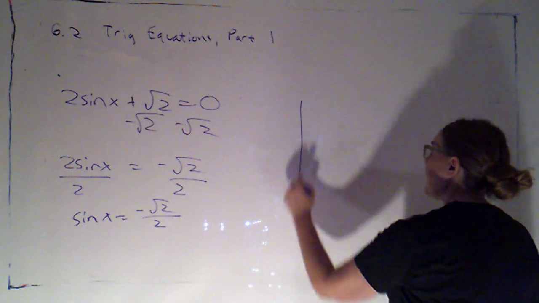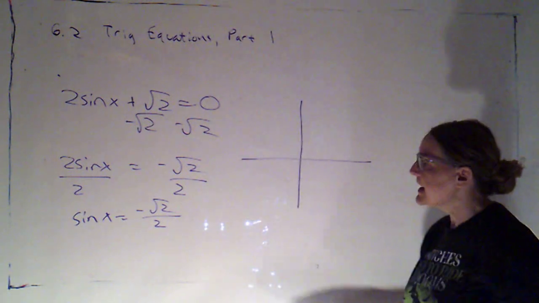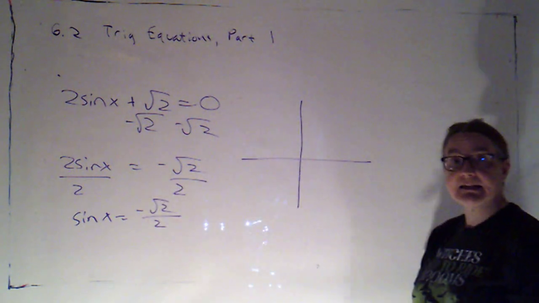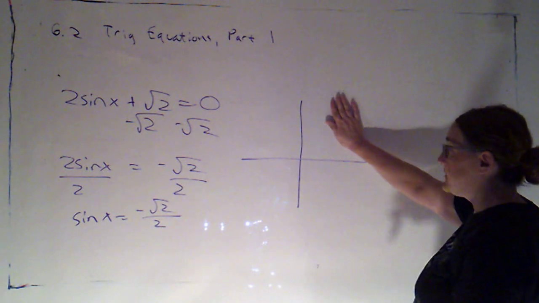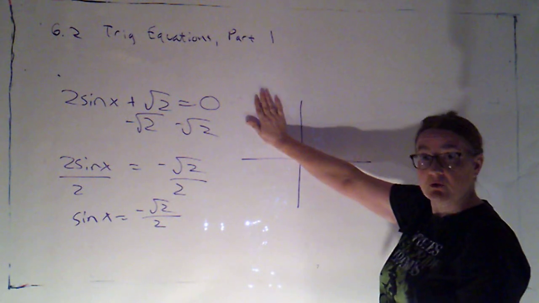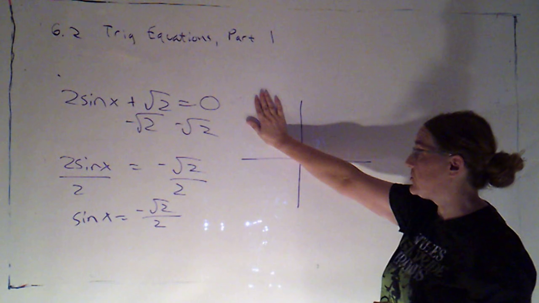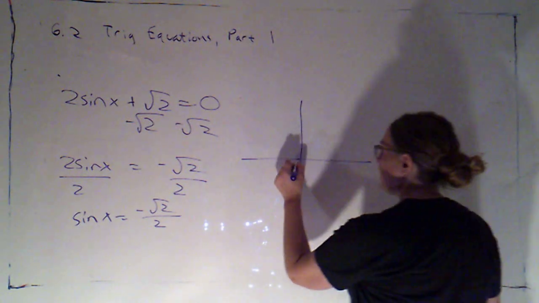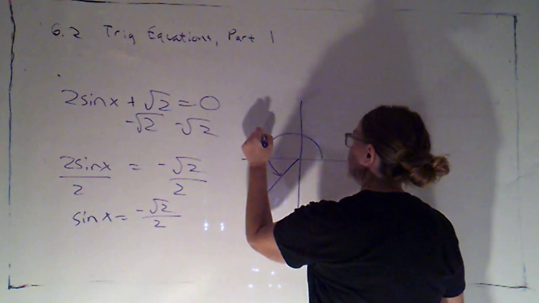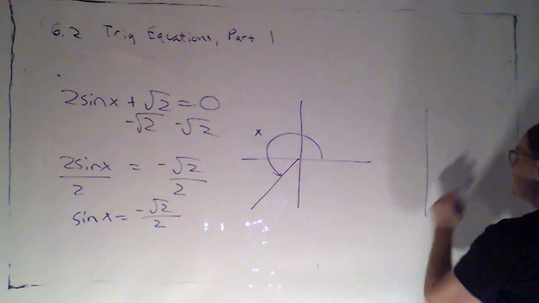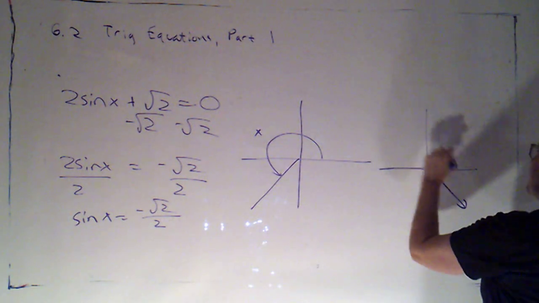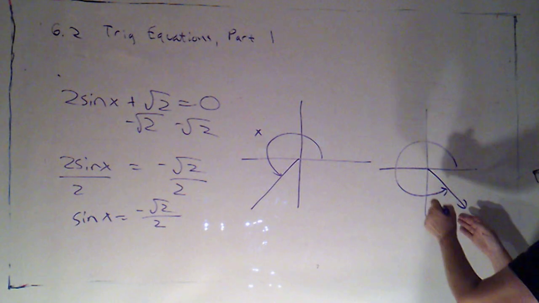So, again, I'm going to think in terms of quadrants. This time I'm looking for where is sine negative. So no solutions in quadrant 1 or 2, because sine is positive in both of those quadrants. But sine would be negative in quadrant 3, so I'm going to have a solution there. And in quadrant 4, sine is also negative, so I'll have a solution there.